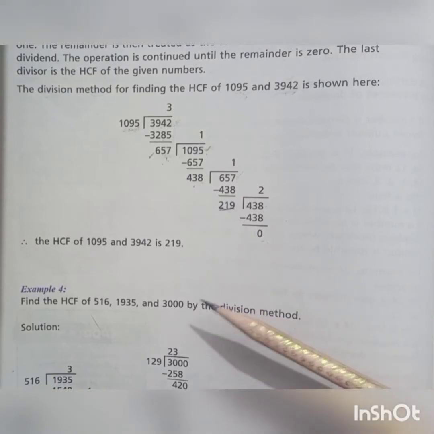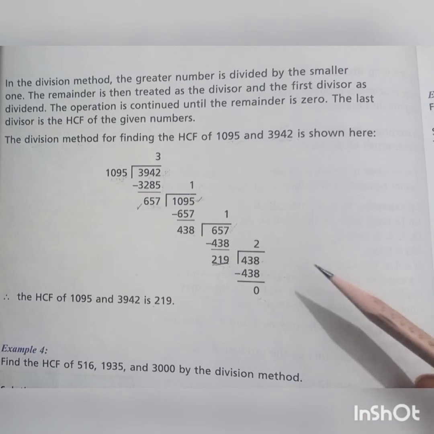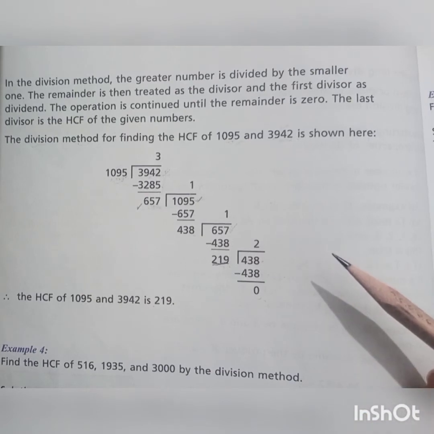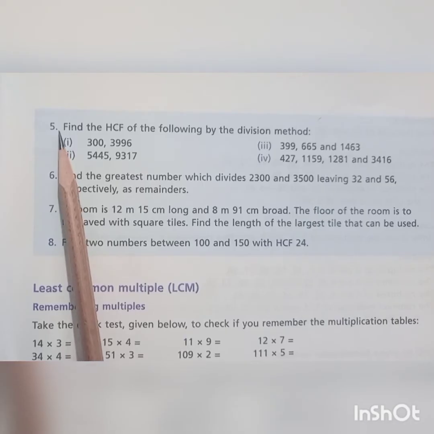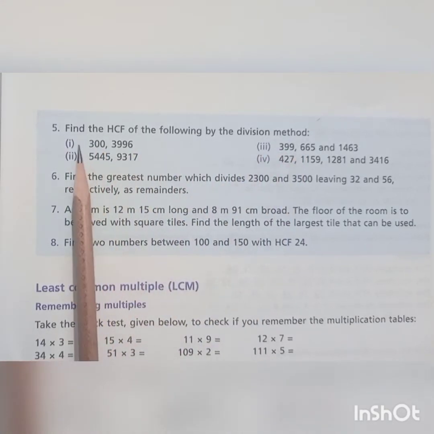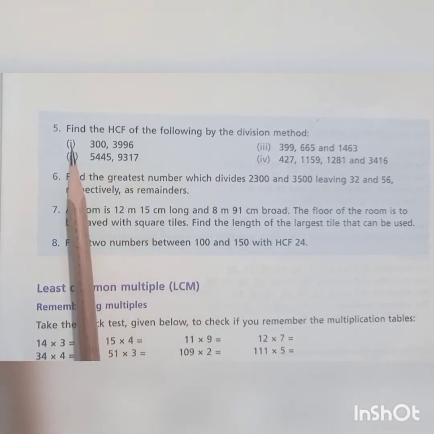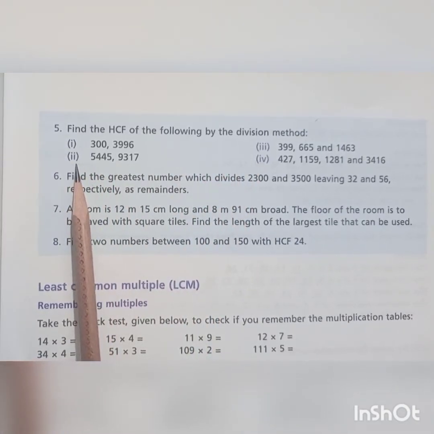Students, practice examples number 4, 5 and 6 by yourself. Now let's move towards exercise 4A and solve question number 5, parts 3 and 4. Question number 5 is: find the HCF of the following by the division method. Students, parts 1 and 2 are your homework. Parts 1 and 2 are not quite difficult.